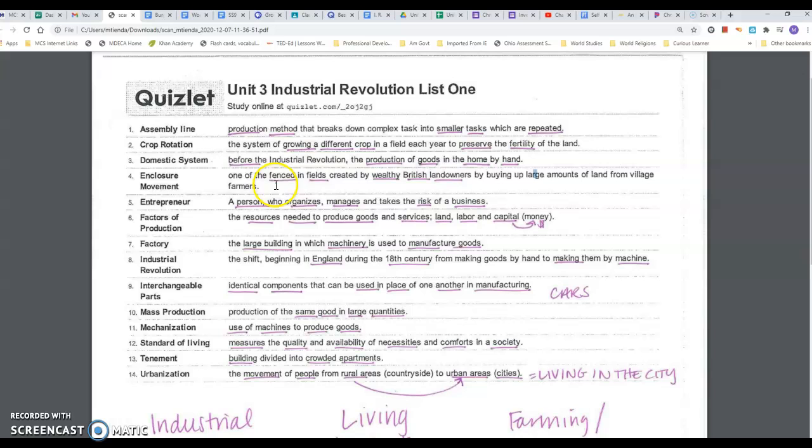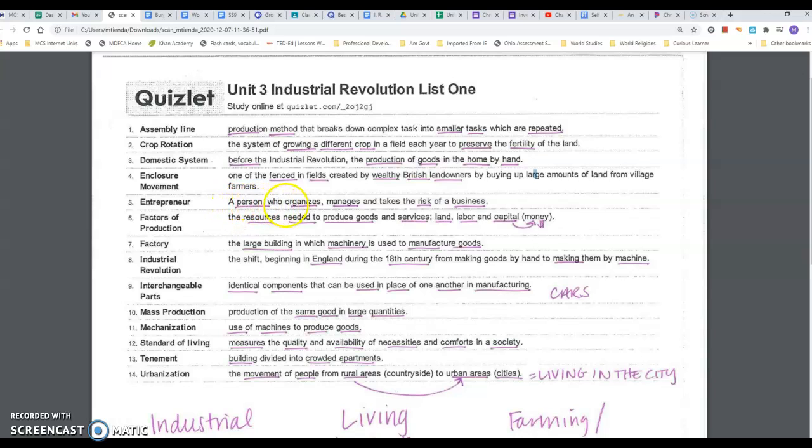The enclosure movement is one of the fenced-in fields created by wealthy British landowners who bought up large amounts of land from small village farmers. By buying up these large amounts of land, they are going to be able to experiment with different farming methods like crop rotation and some of the other things that you guys read about in your overview reading last week.